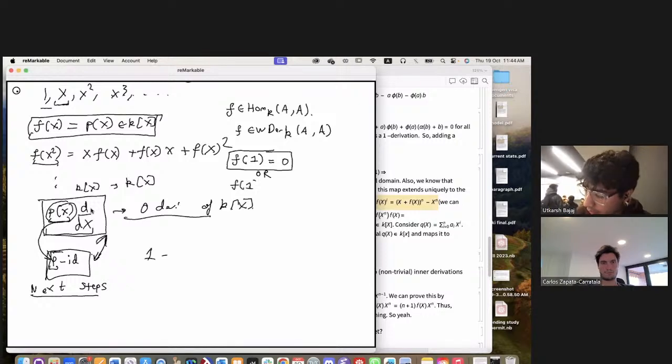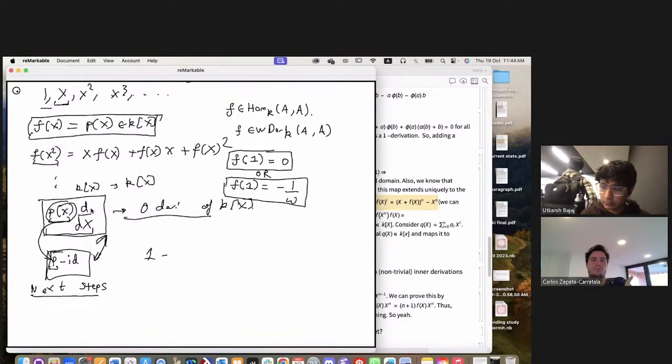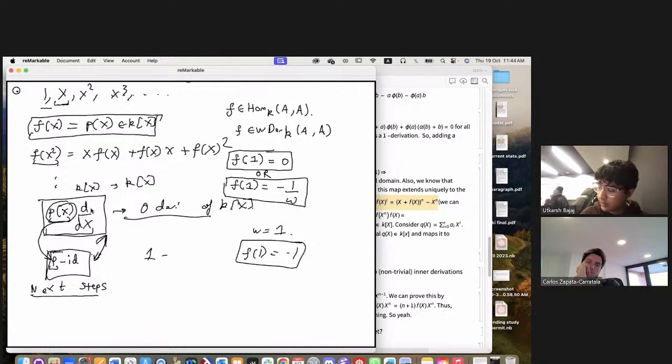Or it can also satisfy, and this is an extra thing that we have, which we do not have in weighted zero derivations, that it's minus one over W. And you can prove that very easily by just using the condition of the weighted derivation. And so in weight one, I have F(1) is minus one. And this is consistent with the fact that phi minus the identity is always a weighted derivation of weight one, because if I apply it to one, I get phi(1) minus the identity of one, and phi being an algebra homomorphism must send one to one, so it's one minus one, and so it's zero.